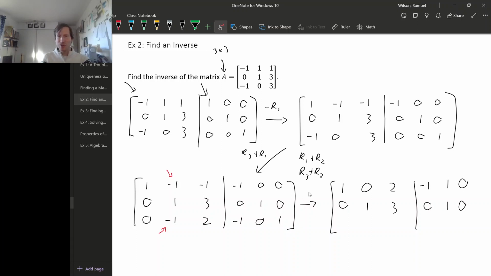And then last row is third row plus row 2. So minus 1 plus 0 plus 0 is 0, minus 1 plus 1 is 0, 2 plus 3 is 5, minus 1, 1, 1. Okay.